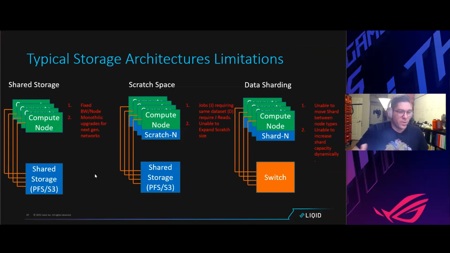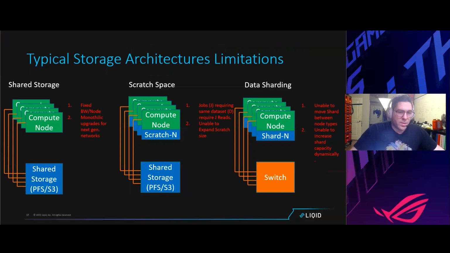So the downsides, which we've all gotten used to, are not necessarily bad things. They just are the things that limit some of the performance. With shared storage, there's fixed bandwidth per node. So you buy a server, you stick an HCA in it, you can only stick a certain number of HCAs in that, and you can't change that.